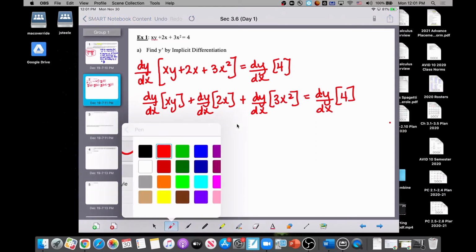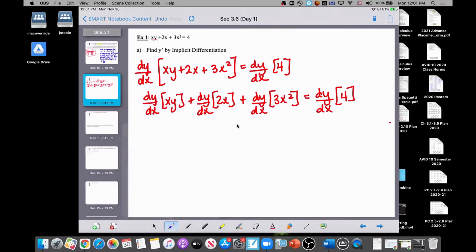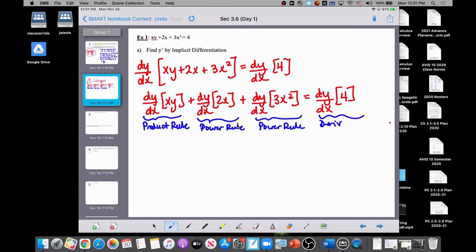And so now when we think in terms of differentiation, our first term here has an x times a y, so when we differentiate that, that's going to require us to use the product rule. Our second term is just 2x, so that is going to use the power rule. Our third term, 3x squared, is also going to use the power rule. And then our fourth term here, dy dx of 4, that's just the derivative of a constant. All right, so now let's actually do this differentiation.